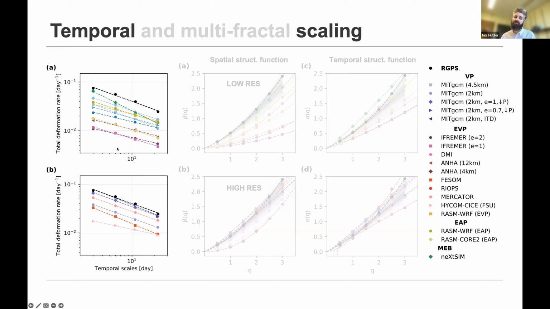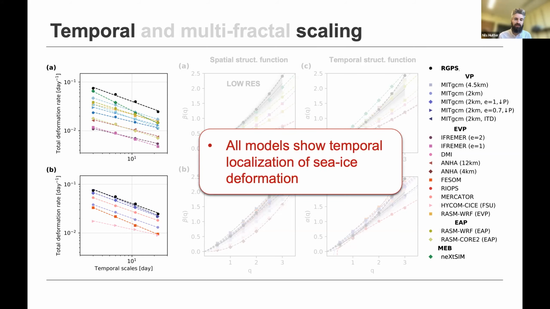And again, temporal scaling: we compute deformation at different temporal scales and look again for power law scaling of the mean deformation rates at different temporal scales. And what we actually found, or Amelie found, is that all models basically show a strong localization in time of sea ice deformation. So we all have this power law scaling, and all with a rather similar slope. So that's the first thing, that they all seem to represent that correctly.